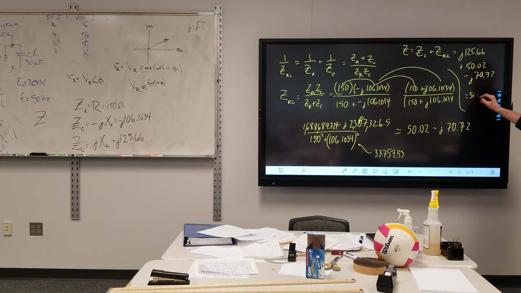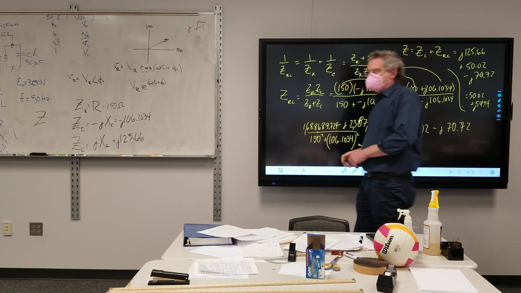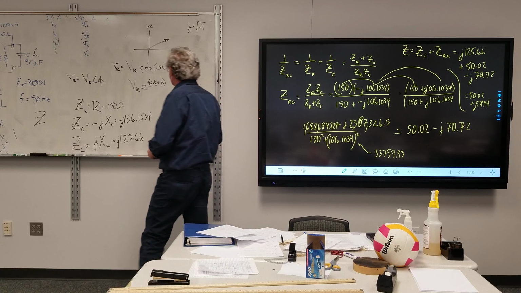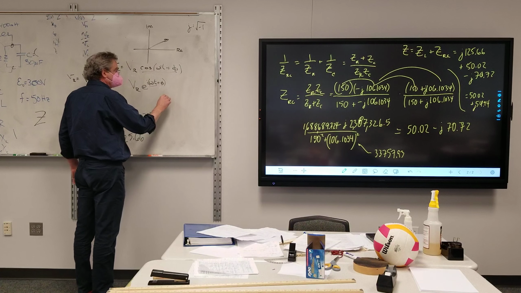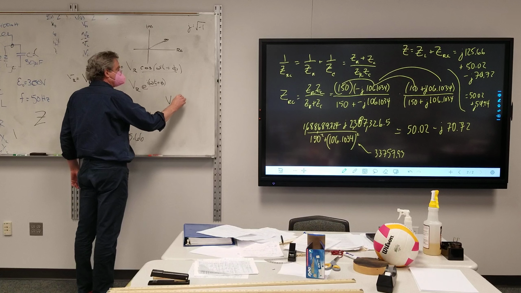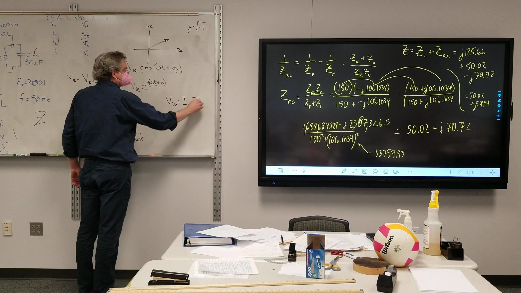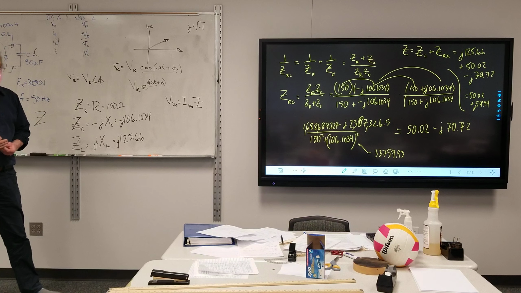I got the real part, 50, and the imaginary part is 54.94. All right, so I now have my total impedance for the entire circuit. I know that the voltage from the power supply is equal to the current coming out of the power supply times my total impedance.